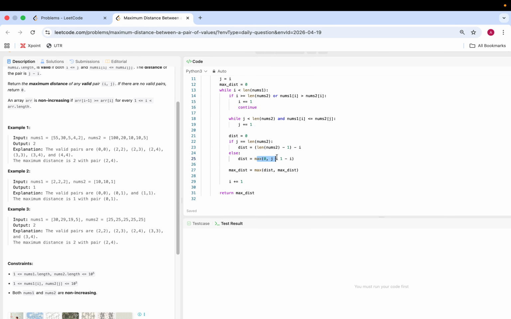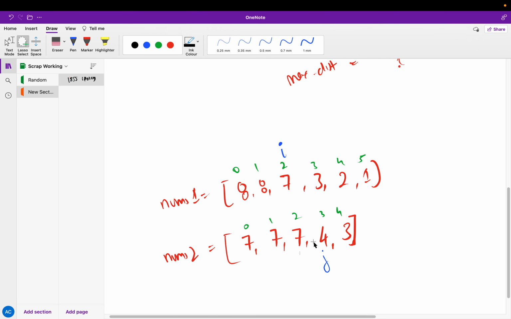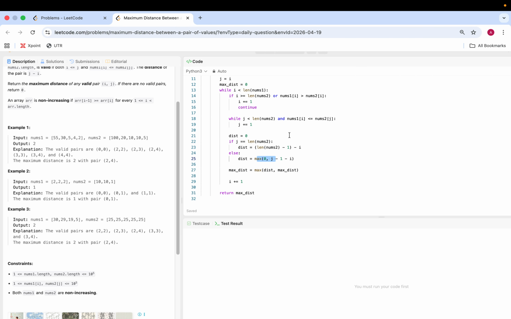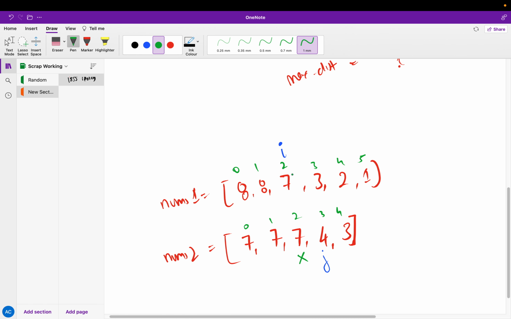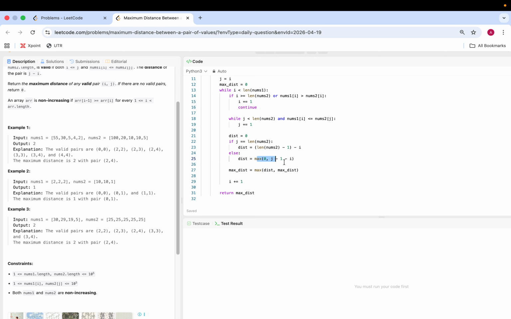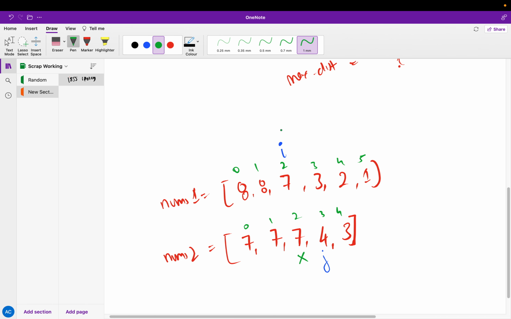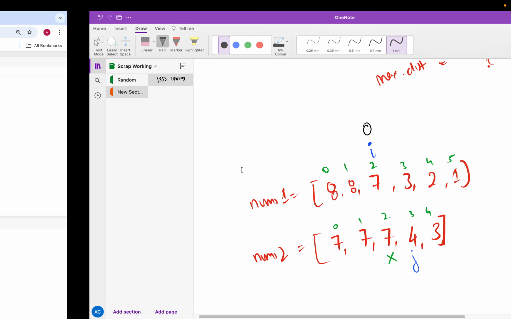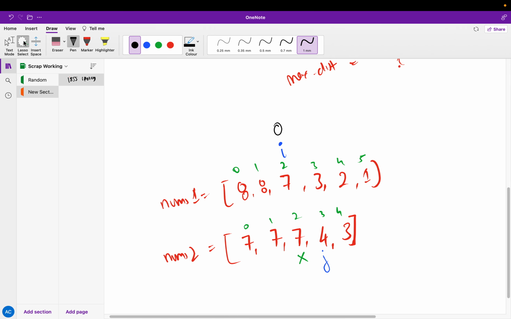Else, distance is equal to j minus 1. So hopefully this illustrates why we do j minus 1. J is pointing to the value that's too small, so j minus 1 is pointing to the value that's just right. So j minus 1 minus I, so 2 minus 2 gives you the 0. So that's the distance for this guy. So I'll do it in black. Distance for I equals 2 is 0. Then we move on. Max distance, of course, will just be 0. Then we move on.